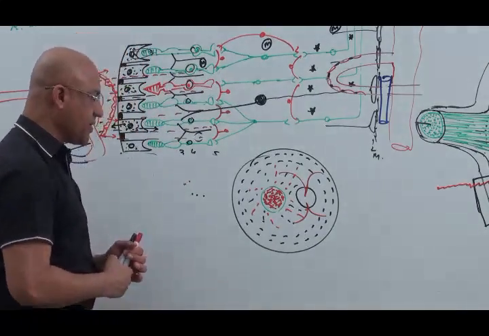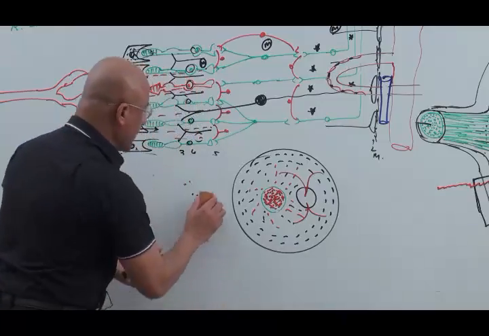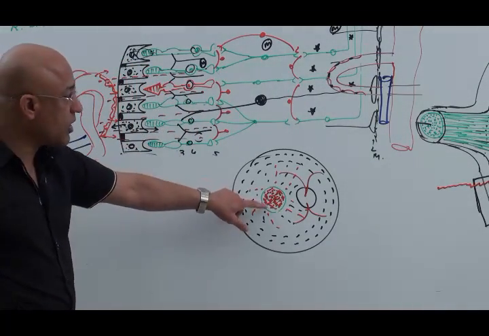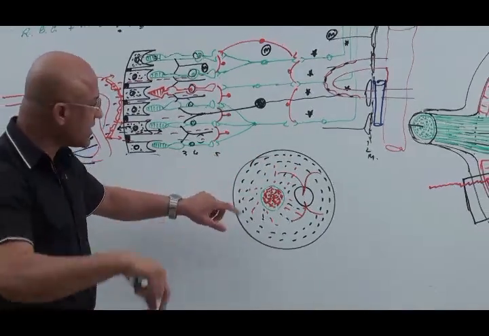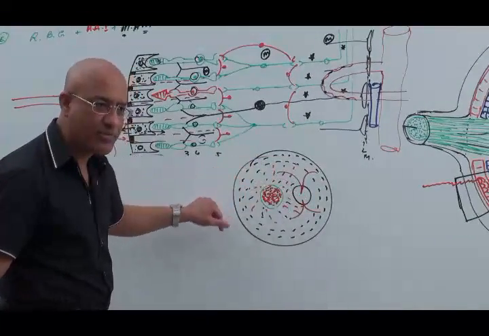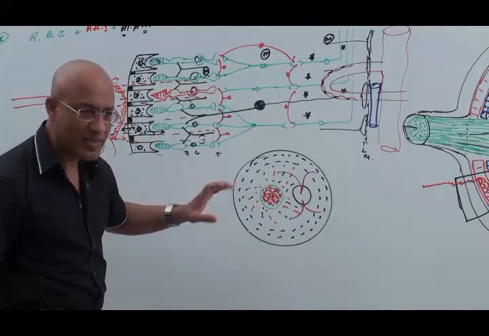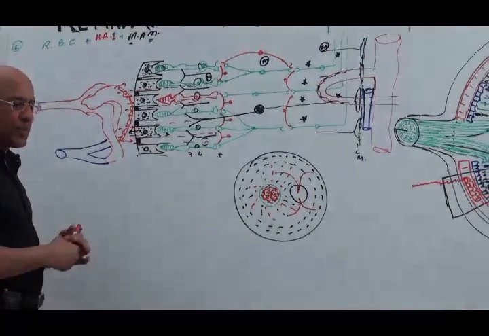Now, what is the real difference? There are so many things. Let me tell you the difference between macular vision and peripheral vision, or we can say central vision and peripheral vision, or vision by the cones and vision by the rods. Right? Let's discuss it now.